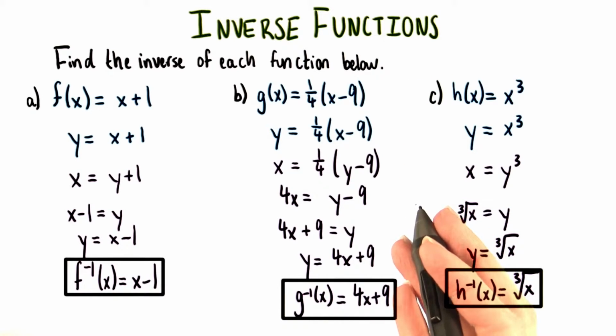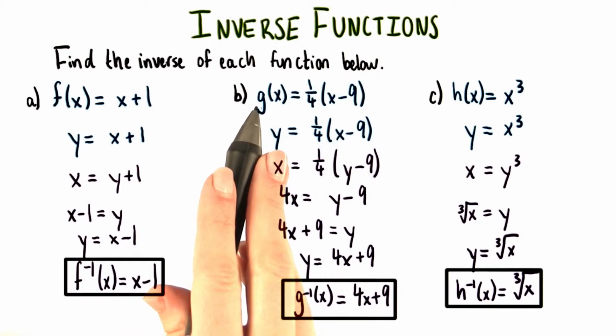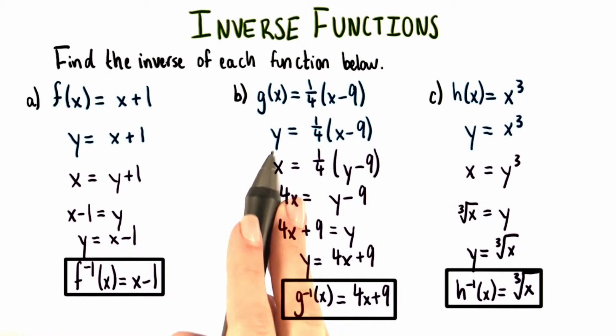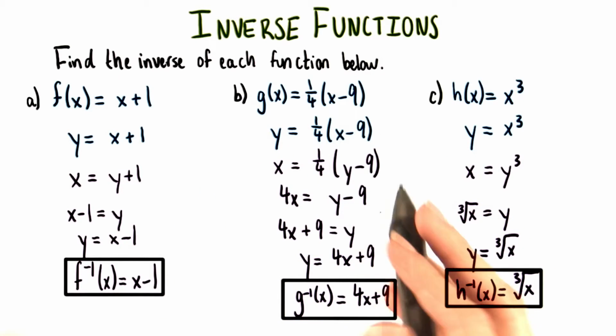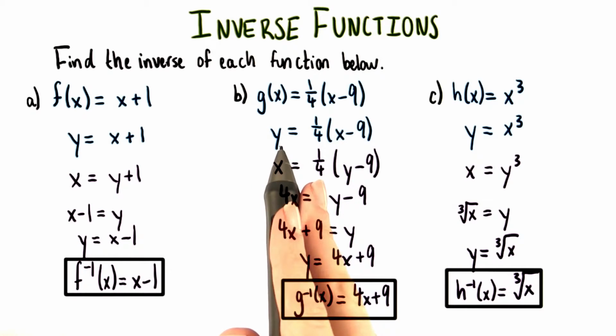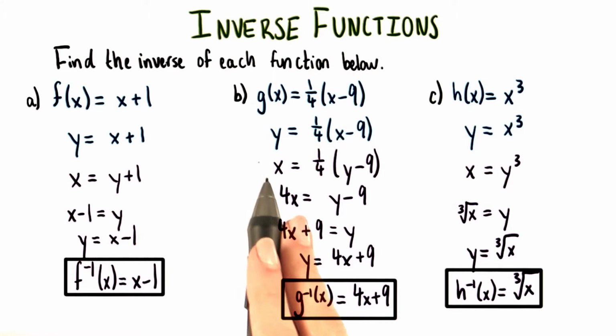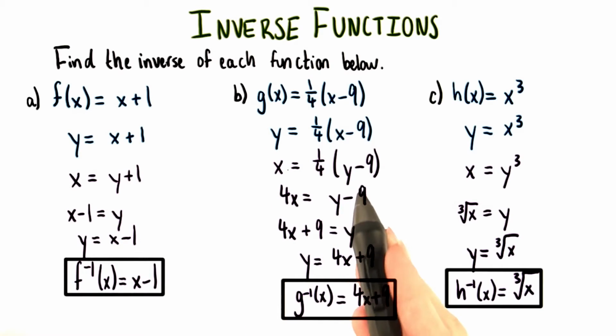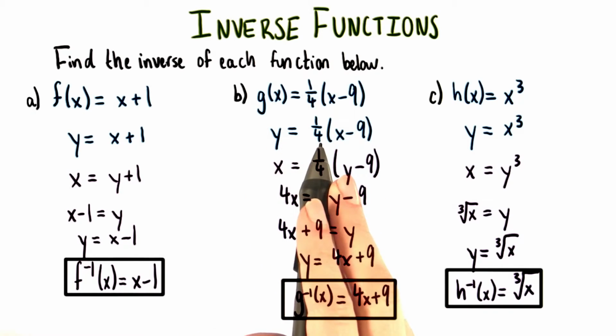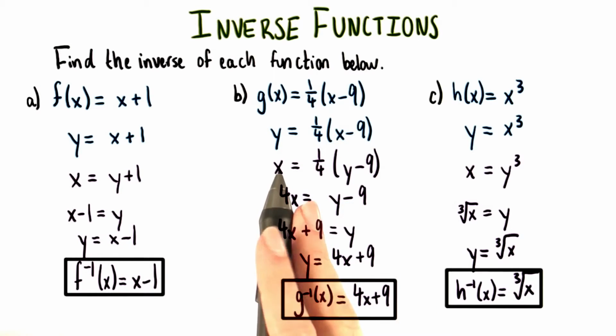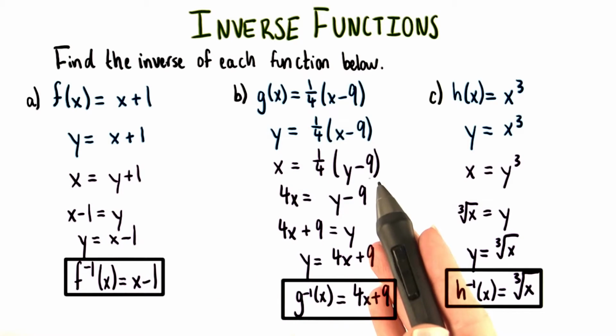As we discussed earlier, the first thing that I did was switch from calling this g of x to calling it y, just so that when we're moving things around, it's easy to tell what that variable actually is. We won't get it confused with anything. Then, to change from the original function to the inverse, I just switch the spots of x and y. So instead of y equals 1/4 times x minus 9, we have x equals 1/4 times y minus 9.